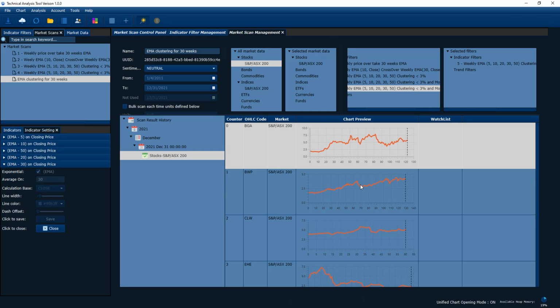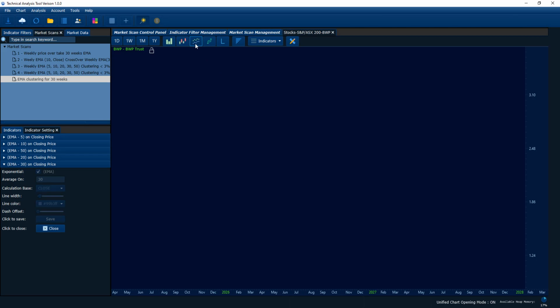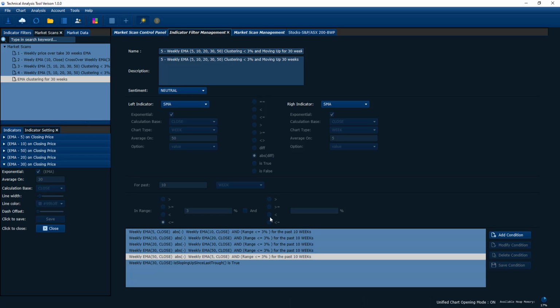Okay, so let's take a look at the BWP. You see, we do not ask for that long time consolidation in such narrow range, less than 3%. That's why we got something, because previous settings is 30 weeks, so that's pretty long. So that's why we change it to less weeks. Past 10 weeks, we got more results.